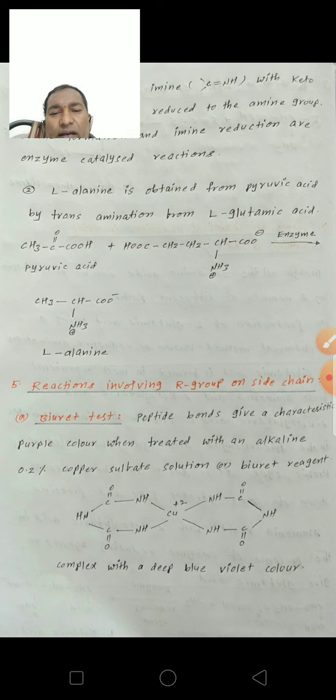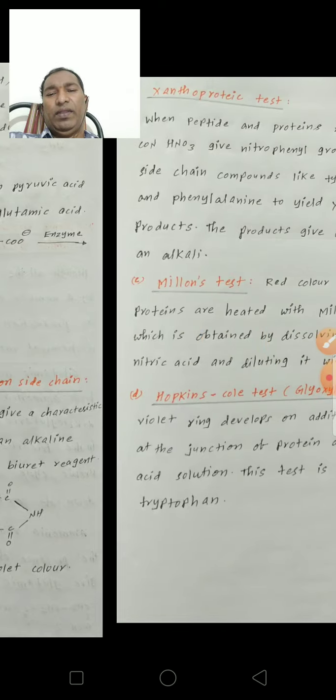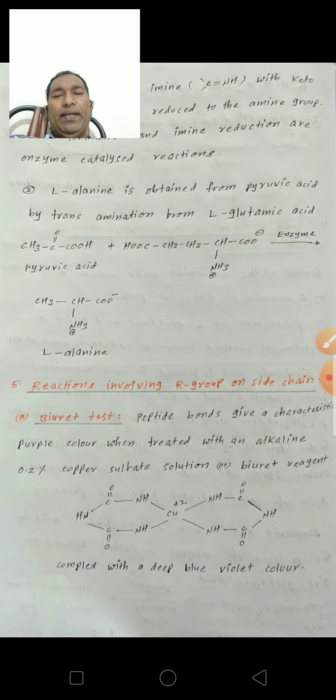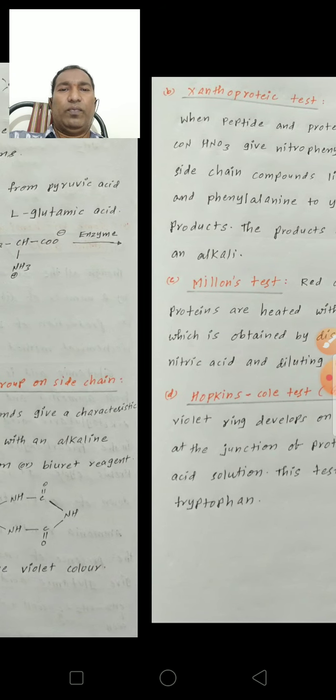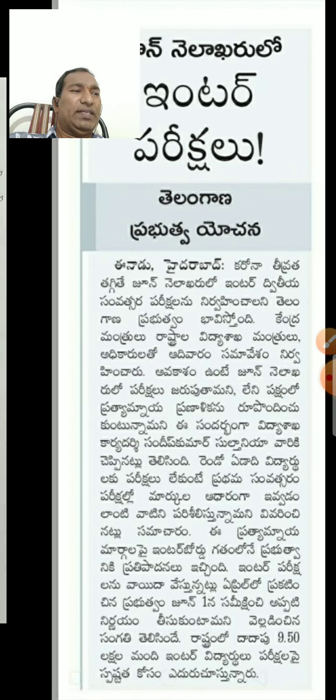See here, this is the complex with deep blue violet color, NH2, CO, C double bond O, NH. So this is the copper complex. When a peptide reacts with copper sulfate, it forms this deep blue violet copper complex. Next, the xanthoproteic test.